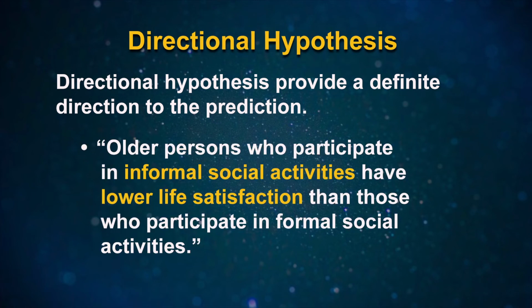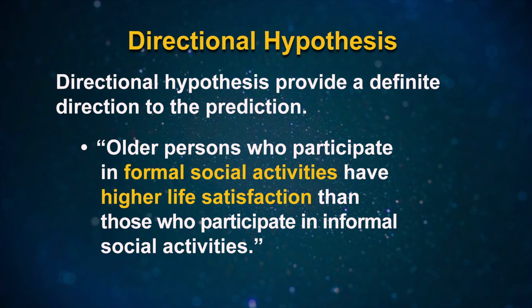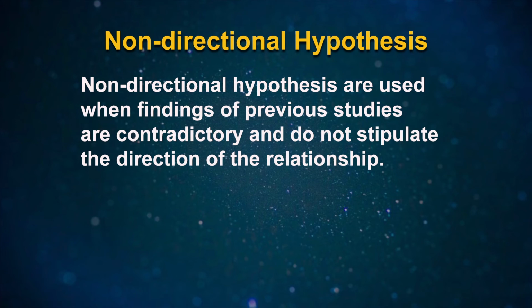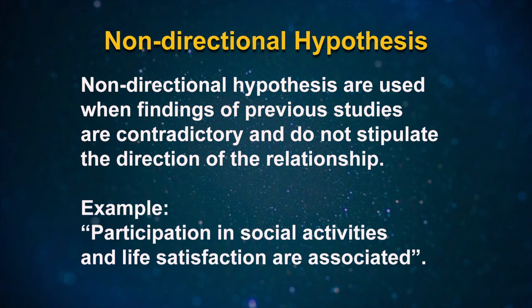Examples: older persons who participate in informal social activities have lower life satisfaction than those who participate in formal social activities. Older persons who participate in formal social activities have higher life satisfaction than those who participate in informal social activities. Non-directional hypothesis. Non-directional hypotheses are used when findings of previous studies are contradictory and do not stipulate the direction of the relationship. Example: participation in social activities and life satisfaction are associated.